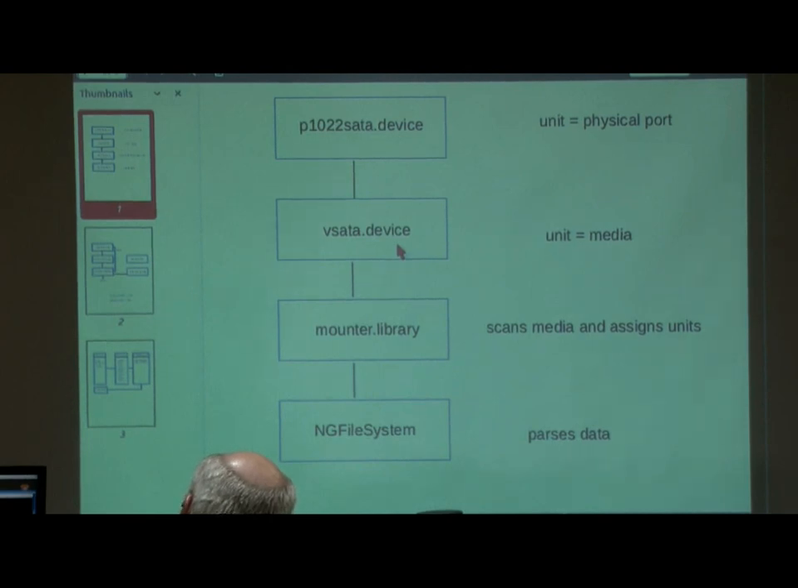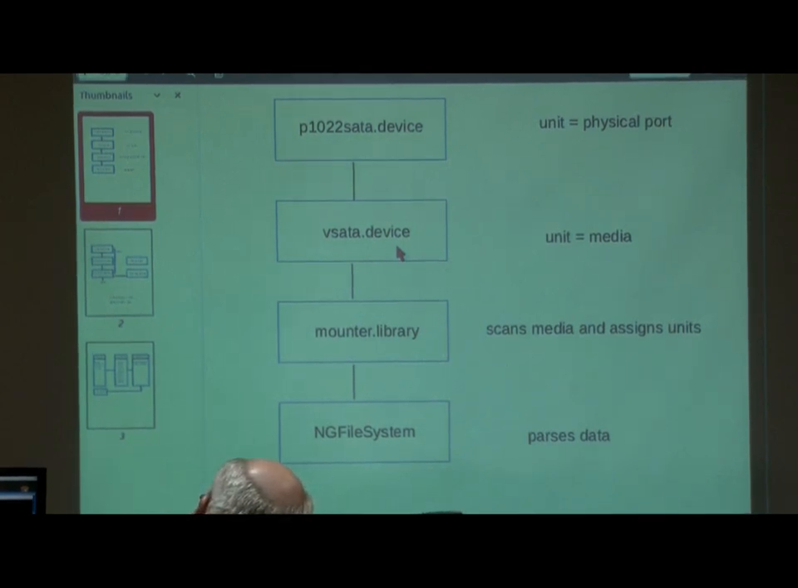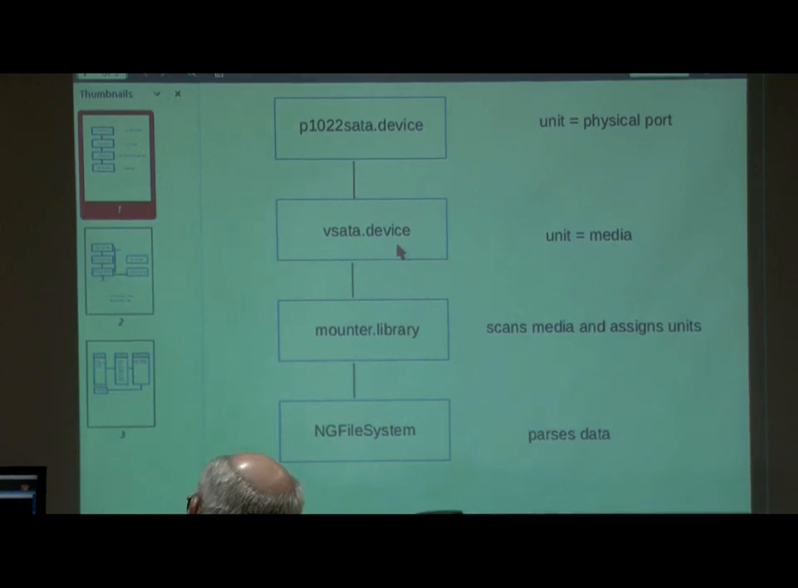Now, Mounter Library is inserted in the middle because he's the guy I have to talk to every time somebody inserts new media. If you insert, say, a new disk into SATA port 1, I have to say to Mounter Library, somebody inserted something into port 1, go scan it. And Mounter Library becomes my customer for a while. He starts scanning it and says, oh, I found three different partitions on there. Bing, bing, bing. Right? Now I have to map those three partitions to one single physical port.